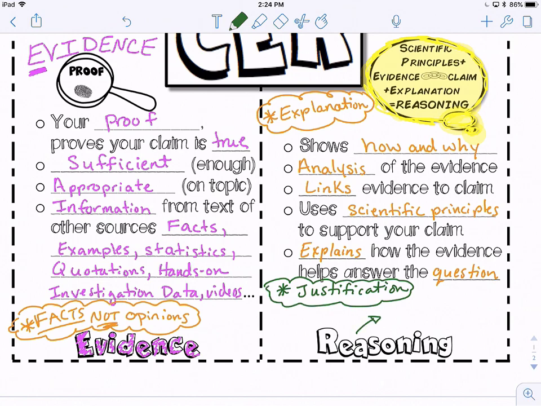So your reasoning has two parts. It'll have the explanation of the evidence, and it'll also have your link to the scientific principle. Real world.